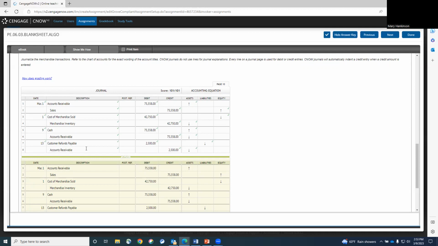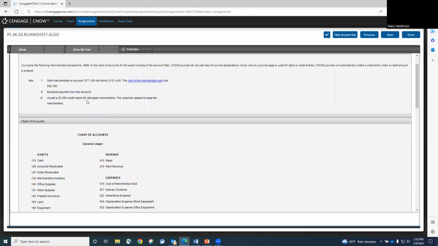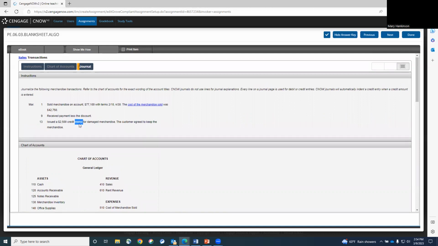Right. We also are going to offset because the customer agreed to keep the merchandise. So instead of giving them a cash refund, let's go back up here. We issued what's called a credit memo. So we didn't do a cash refund. We offered a credit. Now, why would we do that? Let's talk about credit memos and what they mean.